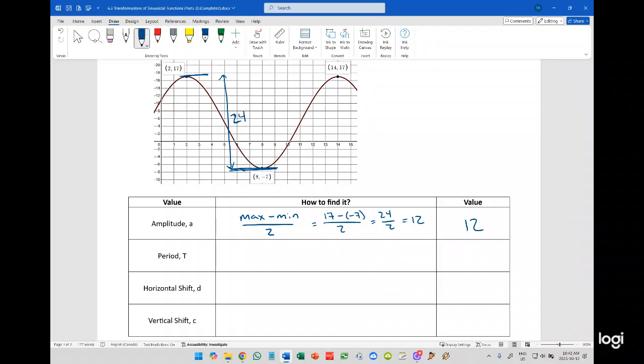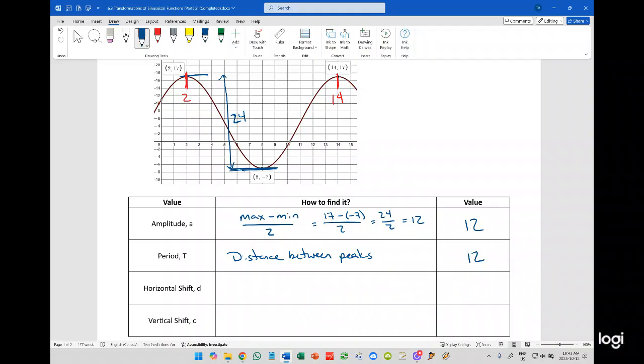Okay, the period. For the period, we just look at where the peaks are. So we have a peak here at 2, and the next peak is at 14. And we say the distance between them then is just 12. So, distance between the peaks. Now in this case, it is also 12. I didn't do that on purpose. That's just kind of a coincidence.